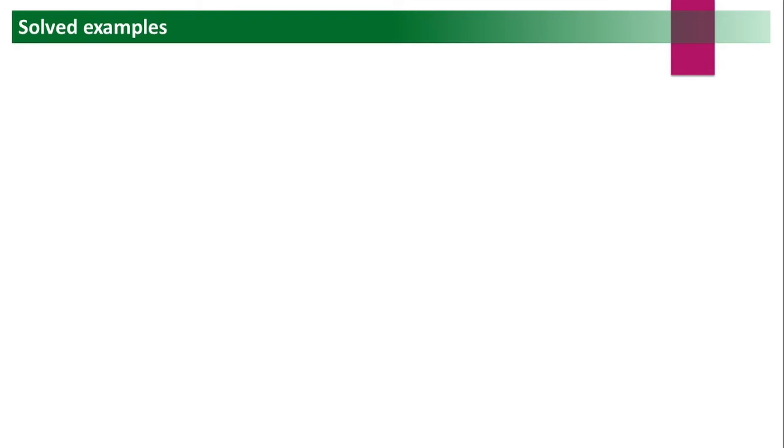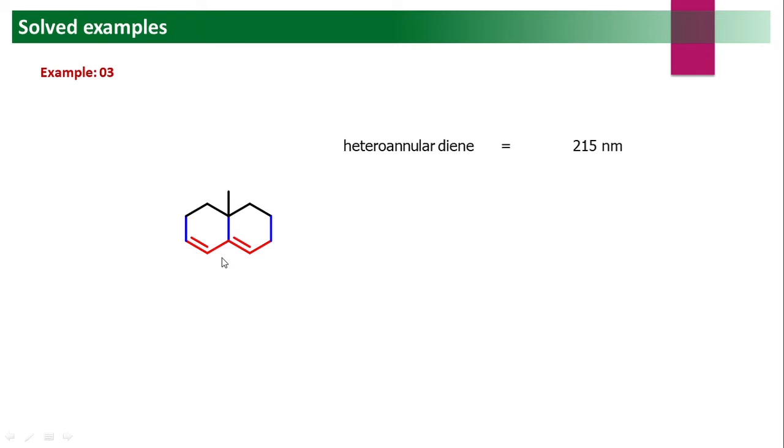Now we'll see problem number 3. Suppose this is the molecule. Now this is our basic alkene, basic butadiene, 1, 2, 3 and 4 carbons. So these are the basic alkene. So basic value we have to add 250 nanometer. So these are the heteroannular diene. Heteroannular means both the double bonds are present in 2 different rings. So this is considered as an acyclic diene, no problem. So for heteroannular diene or acyclic diene, the basic value is the same, that is 215 nanometer.